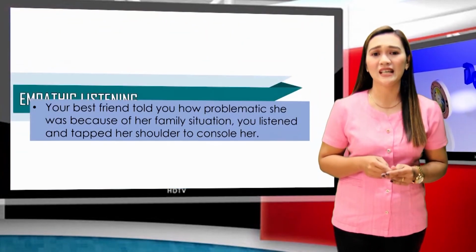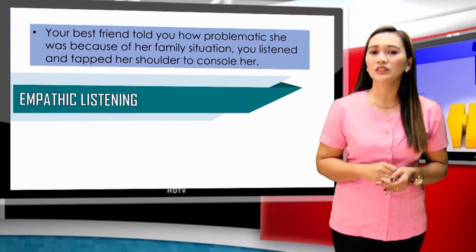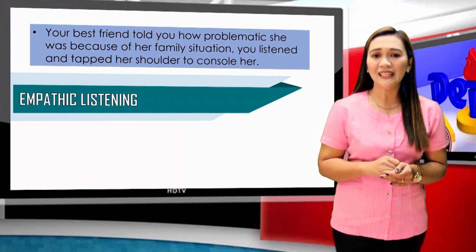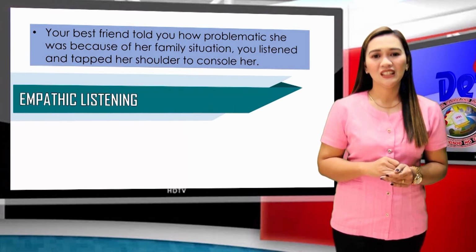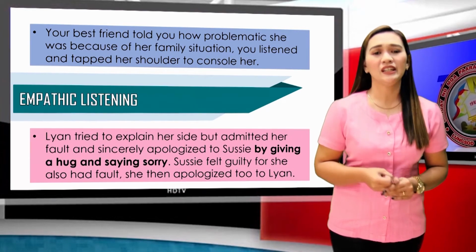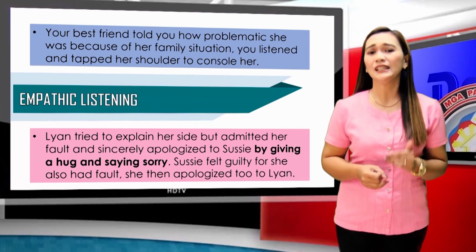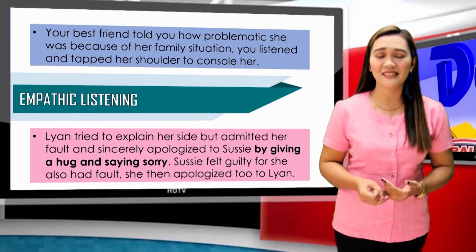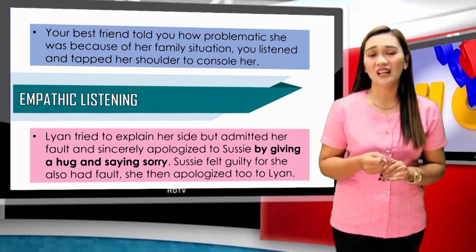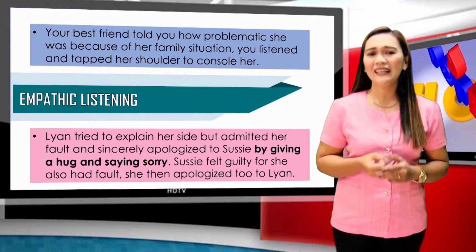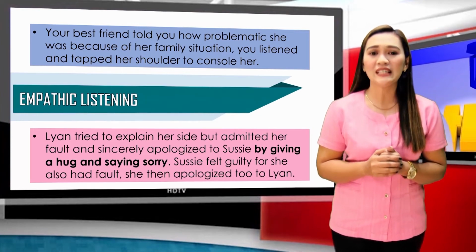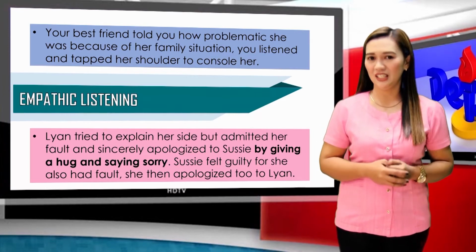Now for empathic listening, the examples are: your best friend told you how problematic she was because of her family situation. You listened and tapped her shoulder to console her. Second, Leanne tried to explain her side but admitted her fault and sincerely apologized to Susie by giving a hug and saying sorry. Susie also felt guilty for she also had fault. She then apologized to Leanne. In this example, both Leanne and Susie understood each other's side and they felt each other's sincere apology by giving a hug and listening to each other.